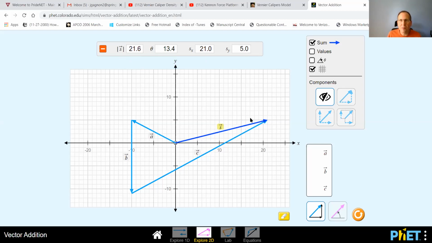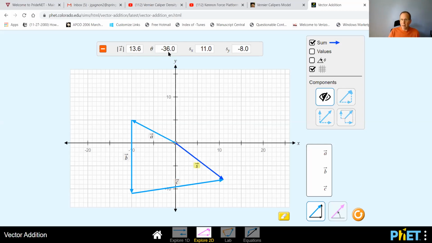By the way, let me click off of this. Let's say C was this instead, right? And now I do the sum. Now, if you look at this, the angle is, go back to this S. The angle is -36. Well, what does negative mean? It just means that you start at the positive x-axis and you measure clockwise instead of counterclockwise.